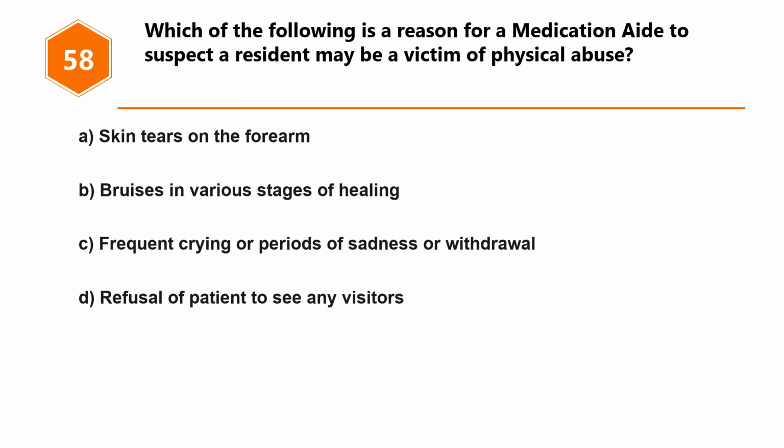Question 58. Which of the following is a reason for a medication aide to suspect a resident may be a victim of physical abuse? Option A. Skin tears on the forearm. Option B. Bruises in various stages of healing. Option C. Frequent crying or periods of sadness or withdrawal.